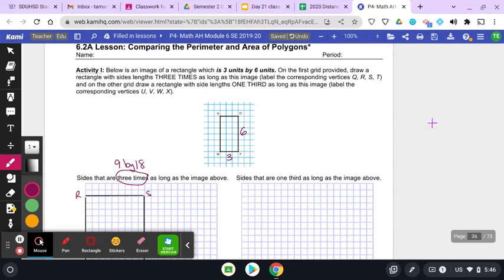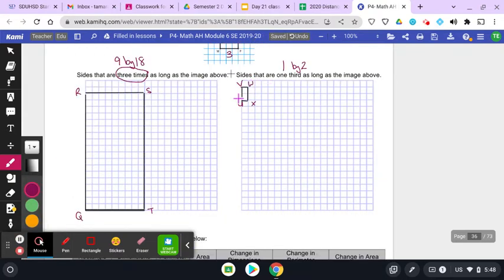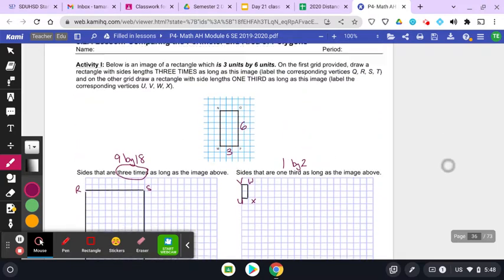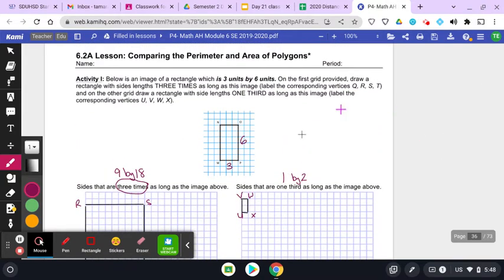On the other one, I'm doing 1/3 as long as the original. So go ahead and pause the video and draw one that is 1/3 and label it accordingly. All right, this time you should have drawn a little baby rectangle that's 1 by 2 with U, V, W, and X. Now what we're going to do is look at, as you change the sides, what happens to the change in the perimeter and the change in the area.